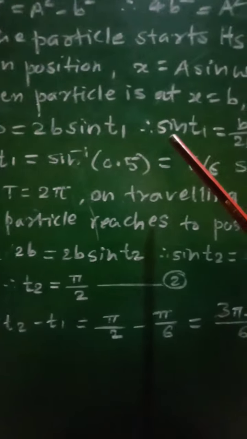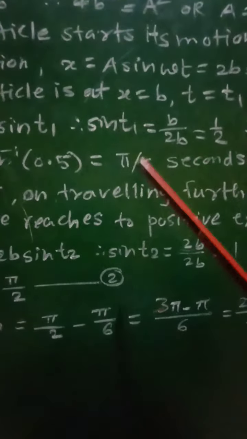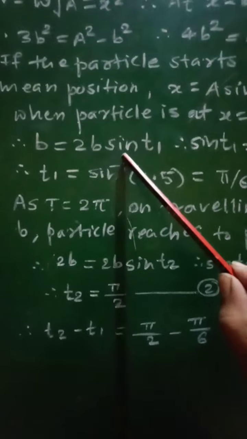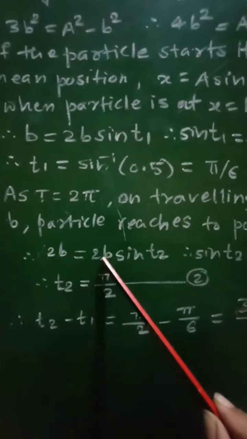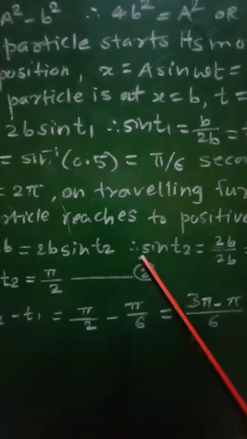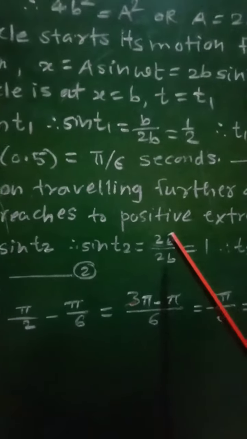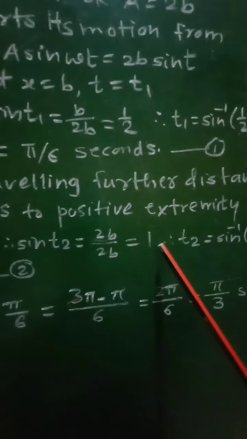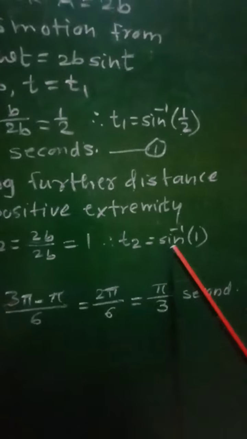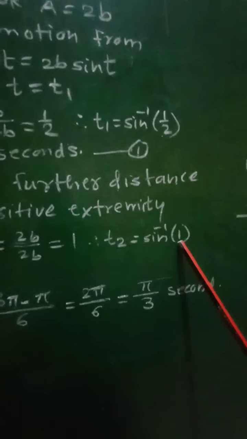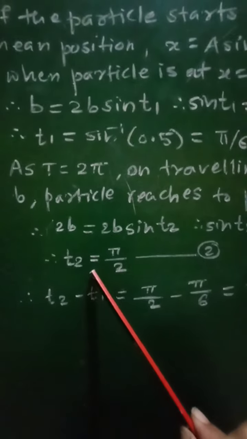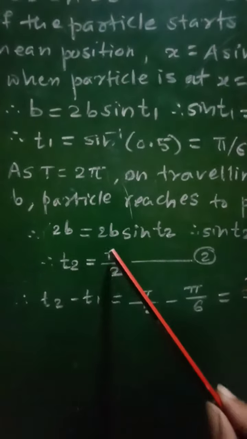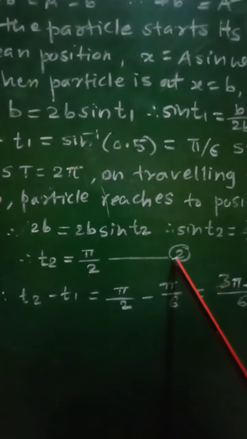That above equation, that is x is equal to a sine omega t, will be written again in a similar way. It will be 2b equal to 2b sine t2, therefore sine t2 will be equal to 2b upon 2b equal to 1, therefore t2 will be equal to sine inverse of 1, that is pi by 2, equation number 2.